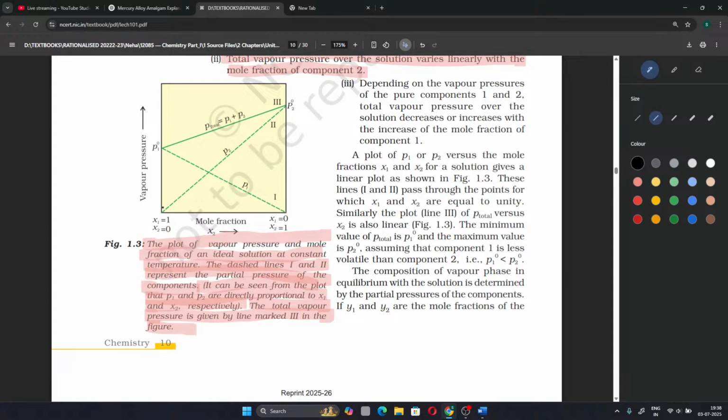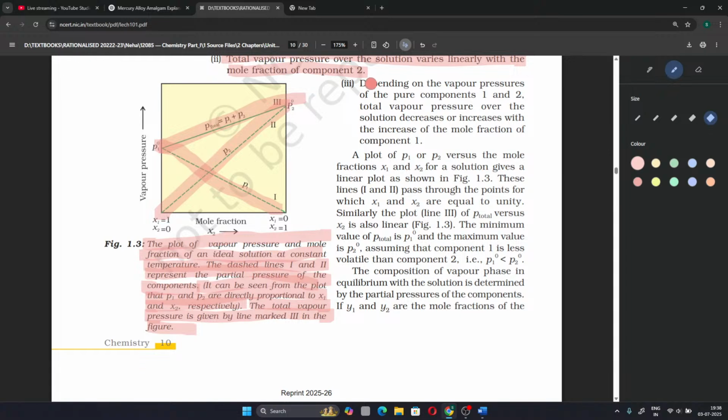Here, in case of the second component, we know that partial pressure, or I mean vapor pressure, is directly proportional to mole fraction. So the graph should be linear, as it should be. It is also linear here. And here in case of solution 2 as well, it is also linear. And this line represents the total vapor pressure, which is the sum of the individual vapor pressures. That is what they said here.